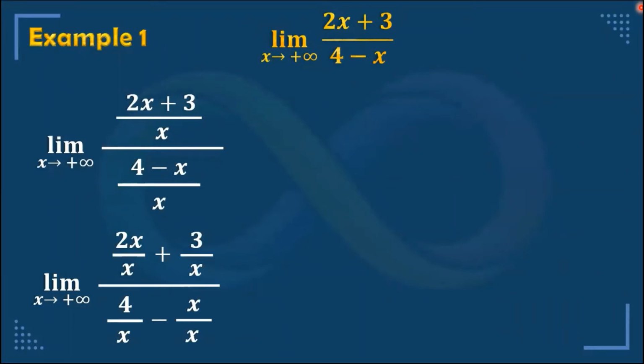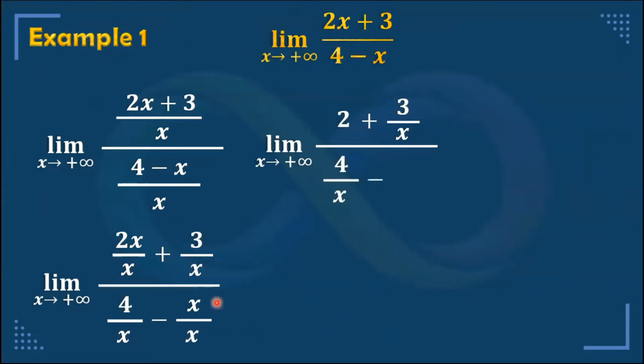Next is to simplify the terms that can be simplified. First, we have 2x over x. We can cancel out the common x, so what is left is 2. Plus, since 3 over x can no longer be simplified, all we have to do is to copy 3 over x all over 4 over x. This can no longer be simplified, so copy. Then minus x over x is 1.